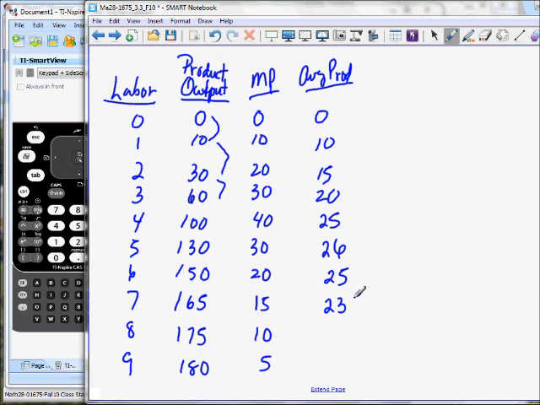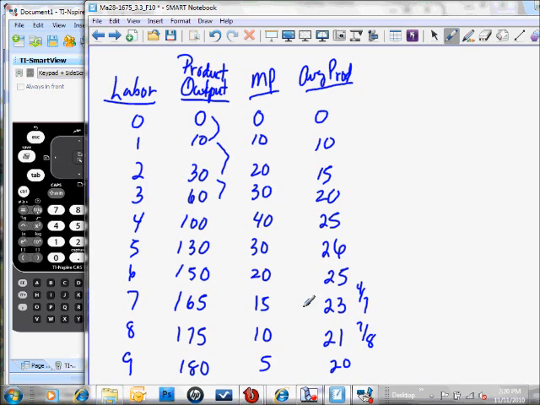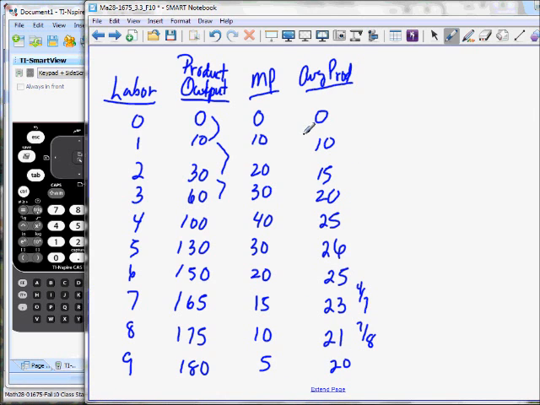And yeah, Angie has 23 and 4 sevens. Okay. 175 divided by 8. She has 21 and 7 eighths. Okay, and 180 divided by 9 is 20. Okay, so the average product.